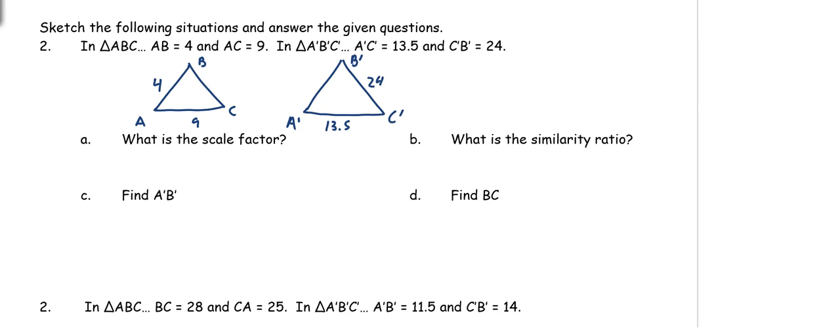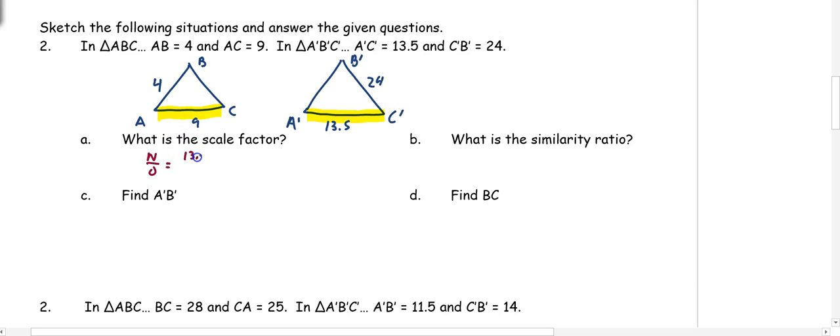So first, to find the scale factor, I need to see the side that has the number on both sides of the triangle. So AC and A prime, C prime have the numbers on both triangles together. So we're going to use those sides to find our similarity ratio. So your similarity ratio, remember, is new over old.